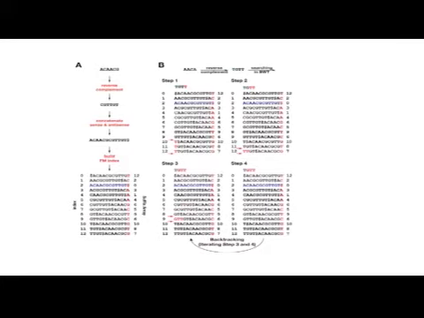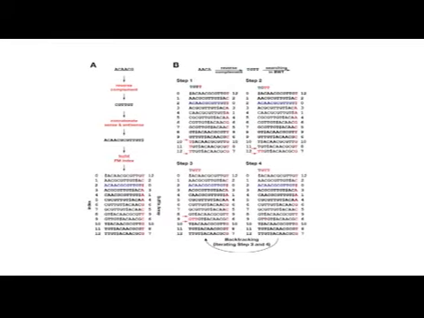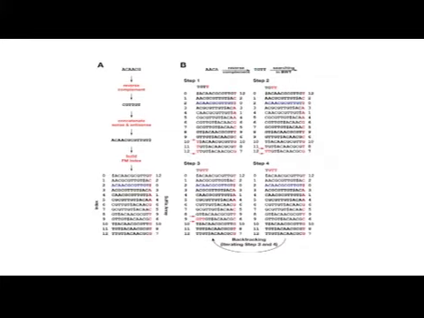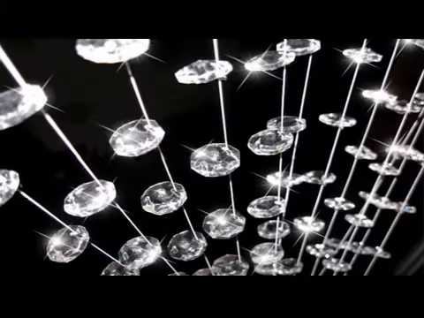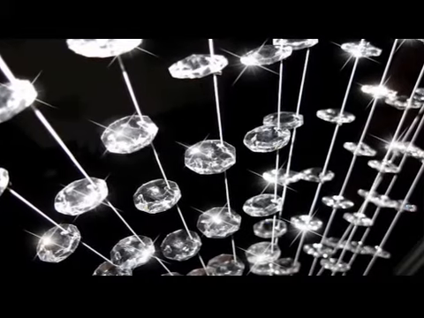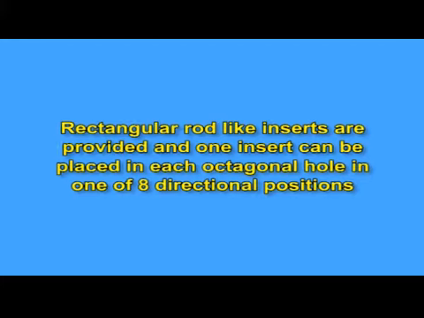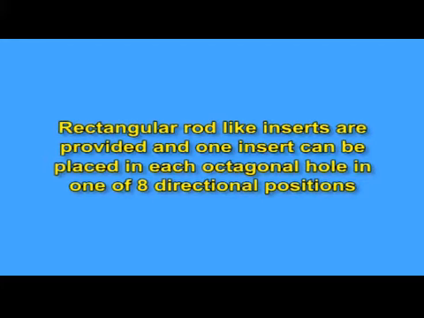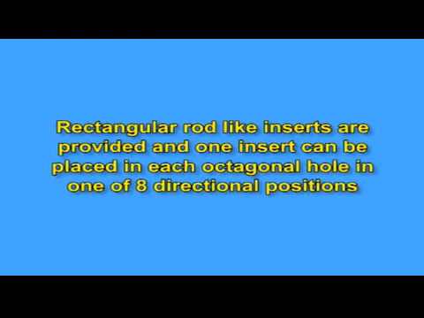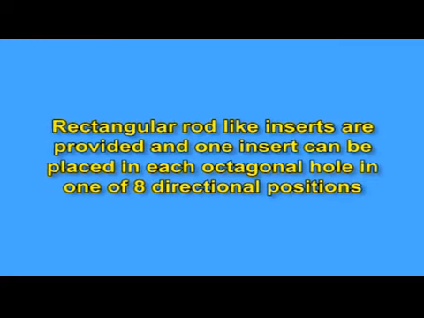Next important mathematical aid is the Taylor frame. The Taylor frame is a well-established device that provides a complete tactile solution for the visually impaired to learn mathematics. The Taylor frame consists of a large flat plate carrying several rows of octagonal holes. Rectangular rod-like inserts are provided. One insert can be placed in each octagonal hole in one of the 8 directional positions.